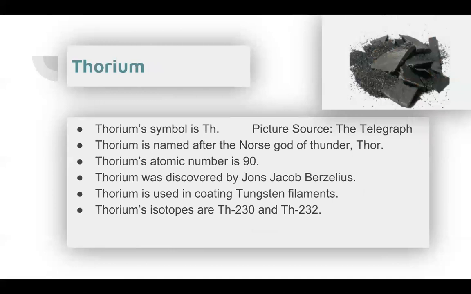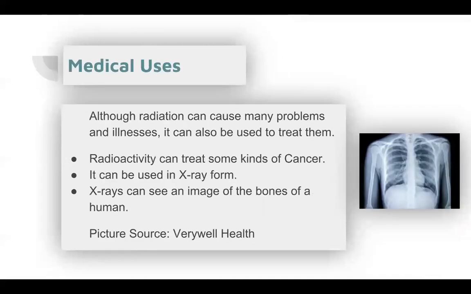Then there's thorium. It's the most common radioactive element. Its symbol is Th, and it's named after the Norse god of thunder, Thor. Thorium's atomic number is 90. Thorium was discovered by Jöns Jacob Berzelius. It was also the second radioactive element to be discovered. And one of its main uses is in coating tungsten filaments. Thorium's main isotopes are 230 and 232.